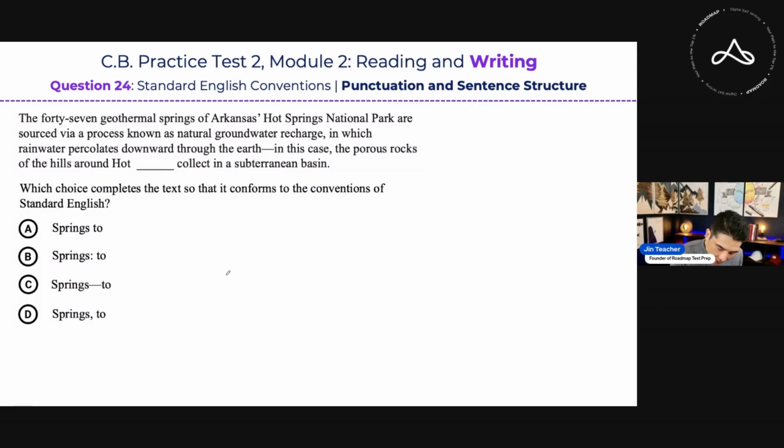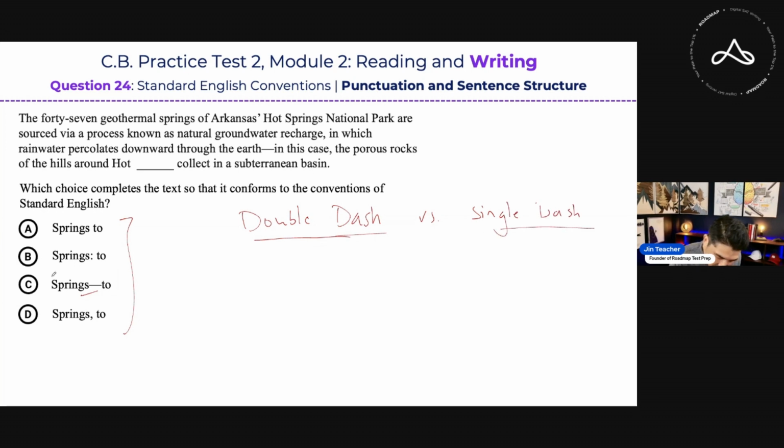What I wanted to show you for this question is that we noticed punctuation marks, but I wanted to show you this double dash. We talked about single dashes in the previous question, the rules for a single dash. Well, the rules for double dashes are going to be different, okay? So what do I mean by this?